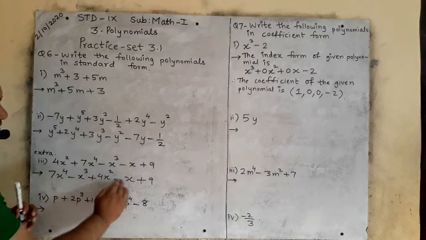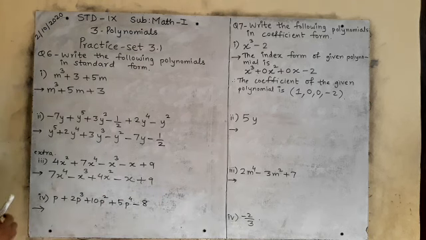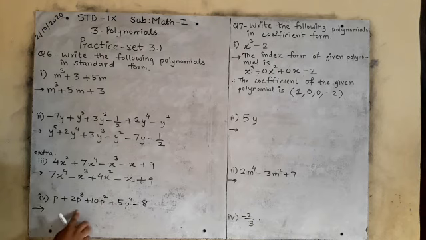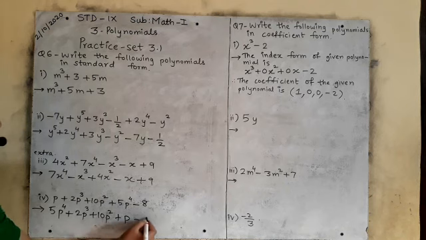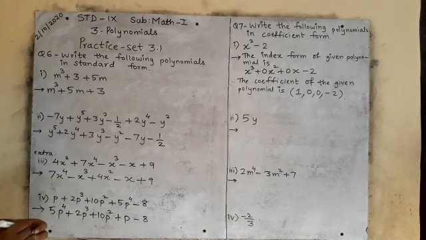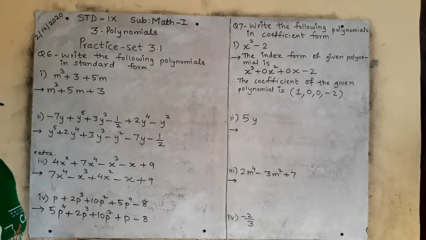Bigger, smaller, smallest. Now look at here. Here p is the only variable used in this polynomial. Which is the highest power over here? 5p raised to 4. So we will write here 5p raised to 4, then plus 2p raised to cube plus 10p square plus p minus 8. So this is how we have to arrange the given polynomial in the descending order of its index.